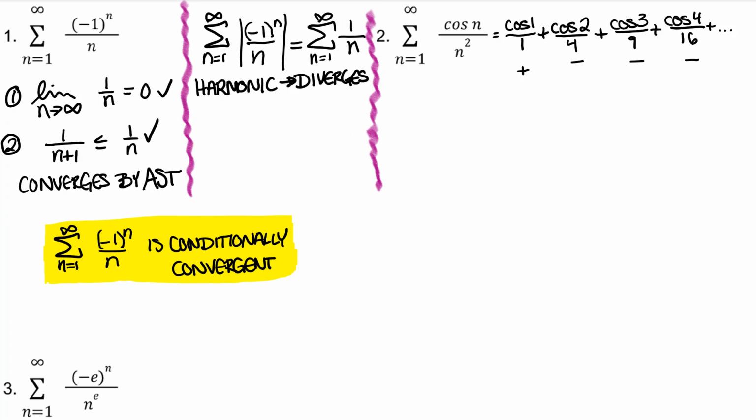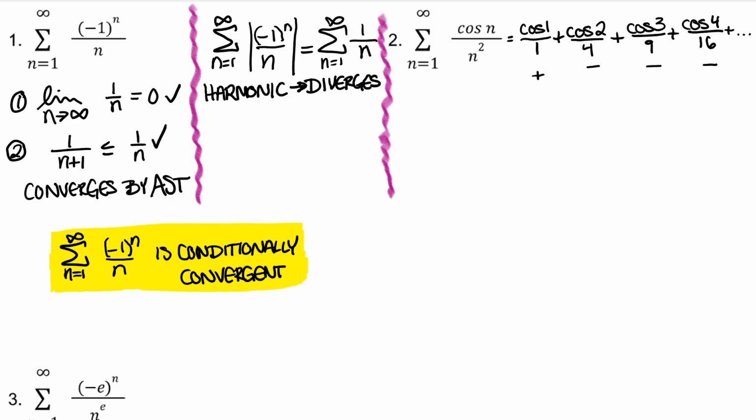For the types of examples whose sign changes are not purely alternating, it can be especially helpful to determine if the absolute value of that series converges. I may not know exactly what cosine 1, cosine 2, cosine 3 are, but I do know that cosine of any integer is going to be between negative 1 and 1, because the amplitude of this cosine is 1.